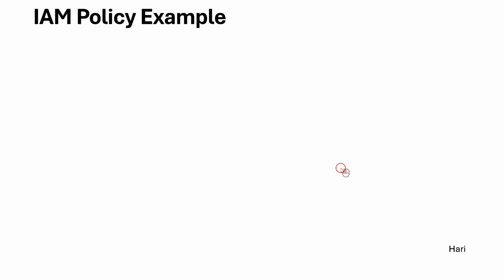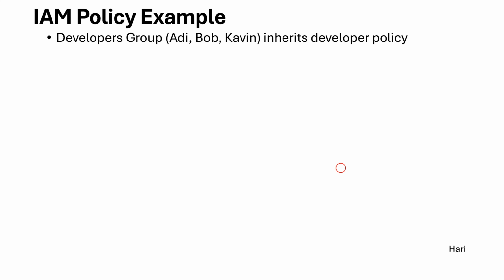Moving on to the next slide, we'll start with an example. If you learn through examples, you will get better clarity. Here we have a developers group with Adi, Bob, and Kevin. This developers group inherits the developer policy. So you have an IAM policy named developer policy, and you attach the policy to the developers group.